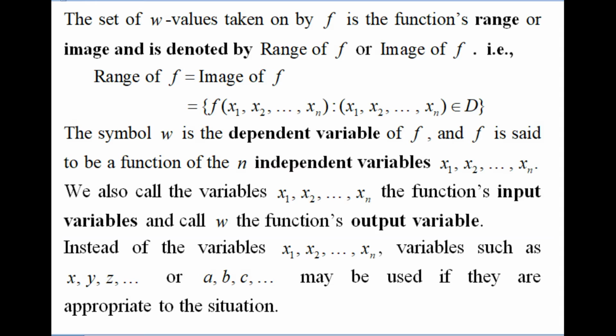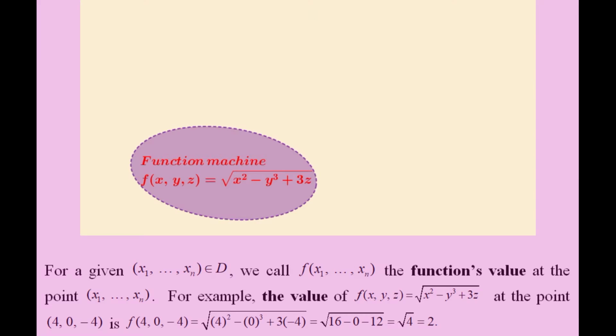Instead of the variables x1, x2, etc. xn, variables such as x, y, z, etc. or a, b, c, etc. may be used if they are appropriate to the situation. For a given n tuple x1, etc. xn, we call f of x1, etc. xn the function's value at the point x1, etc.